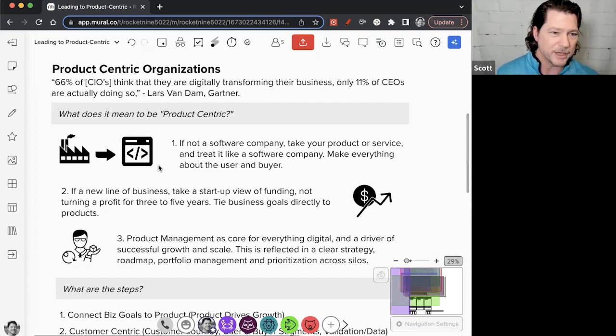Number two, if it's a new line of business, take a startup view of funding. If we are going to do this thing, treat it like a startup that's not going to make money for a while. The average is 3 to 5 years. Is the business aware of that? Secondly, if you're already in that spot in your software company, we look at tying the business goals more directly to the product lines. How do we make money on these products? And we'll get into what that looks like, but we're really trying to drive it directly to that.